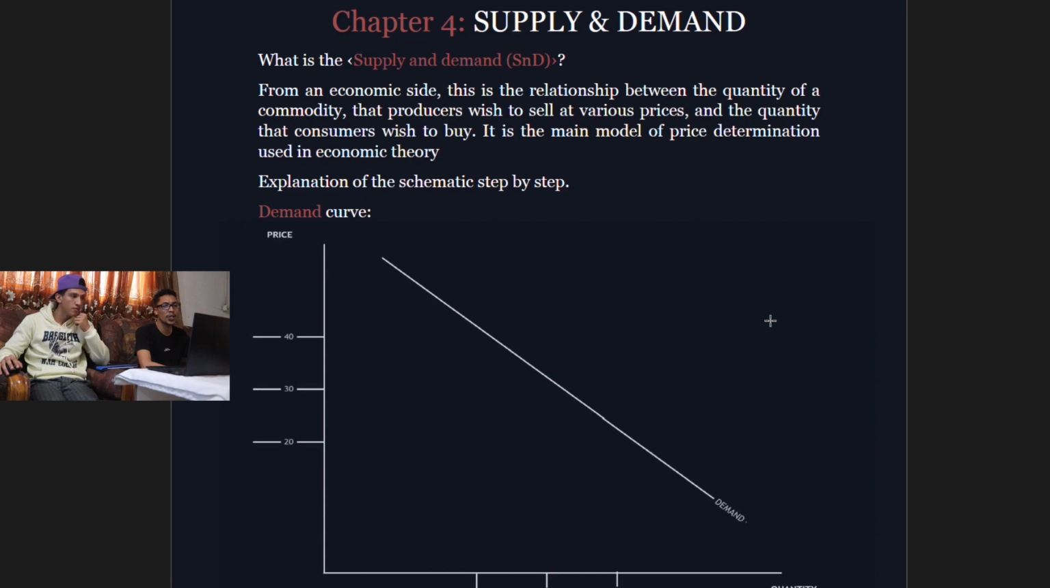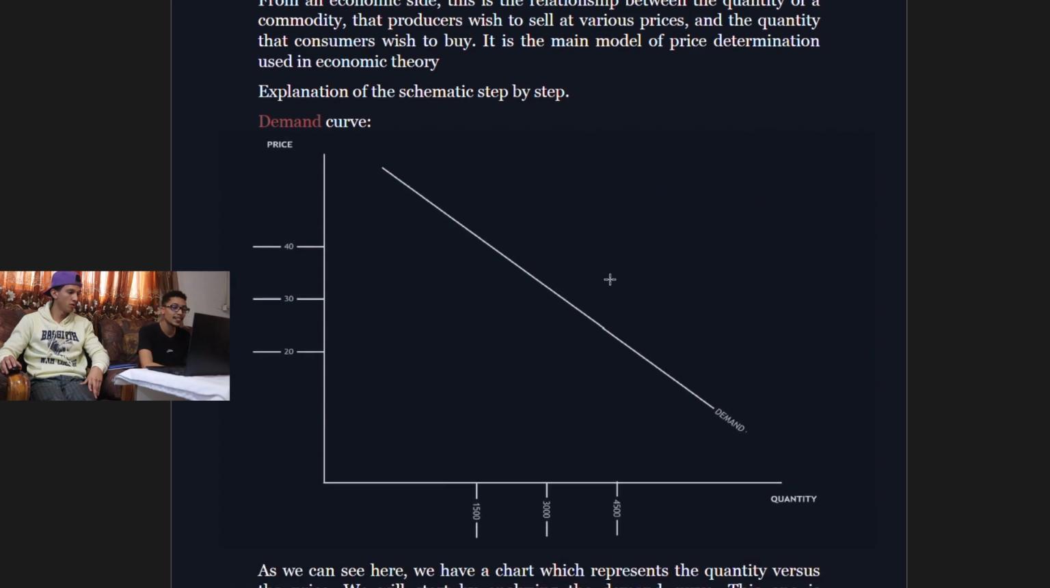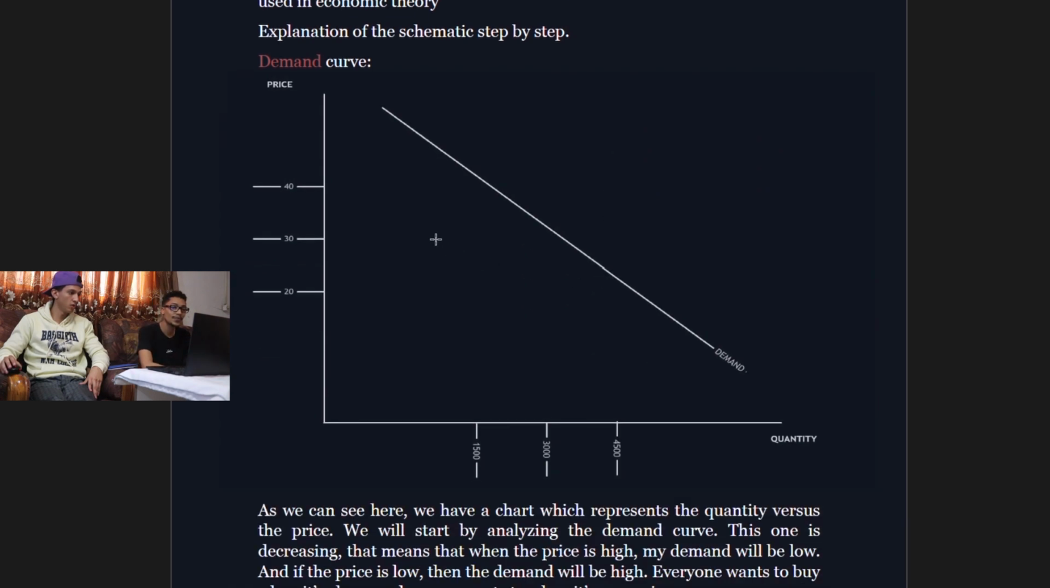That producers wish to sell at various prices, and the quantity that consumers wish to buy, is the main model of price determination used in economic theory. Here is an explanation of a schematic of the supply and demand curve. So as we can see, there's a quantity and this is the price.